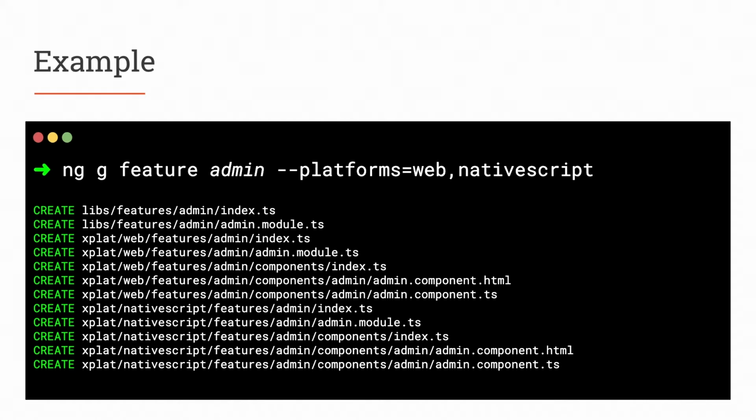So this is what this one looks like. If we look here, we're just going to do ng generate. And then instead of generating a component or something that you're used to doing with a CLI, now you're going to be generating out a feature. So we're going to do ng generate feature, give it the name of the feature, and then tell it what platforms we're targeting for that feature. So in this case, I'm going to be targeting the web and NativeScript.